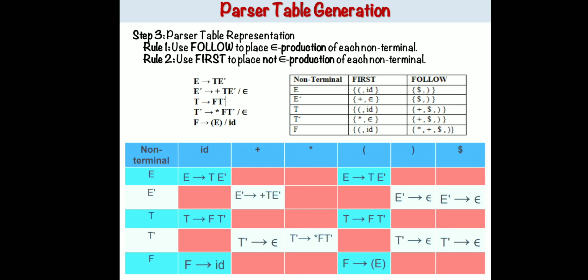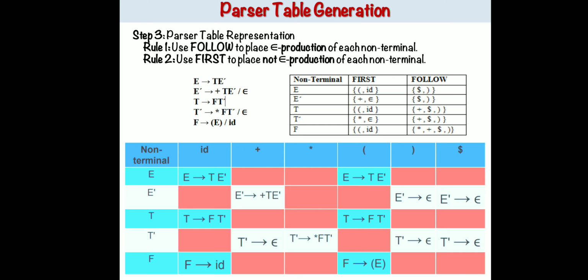This is my production, so I write this production over ID and open bracket. You can see we write E arrow T E dash in ID and E arrow T E dash in open bracket, because first of E does not contain null. After that, E dash: first of E dash contains null. So we will consider follow of E dash. Then what will we get? E dash arrow plus T E dash.